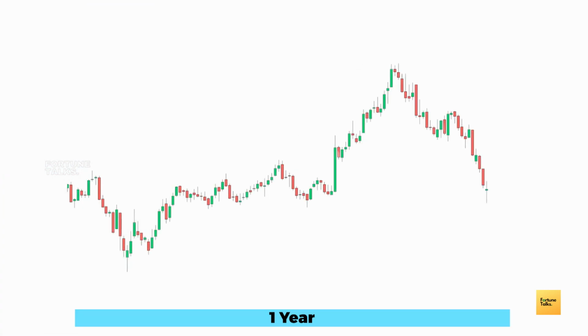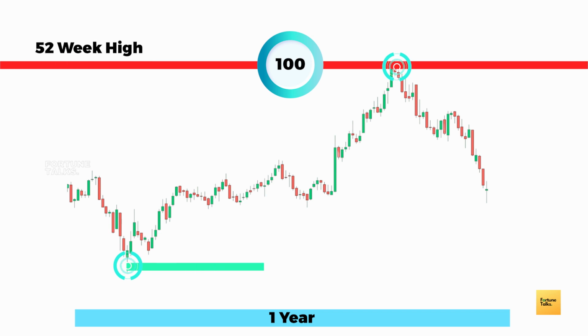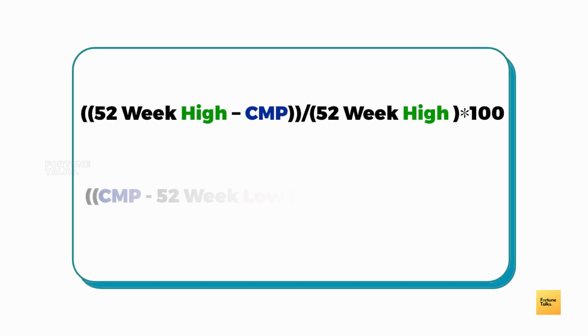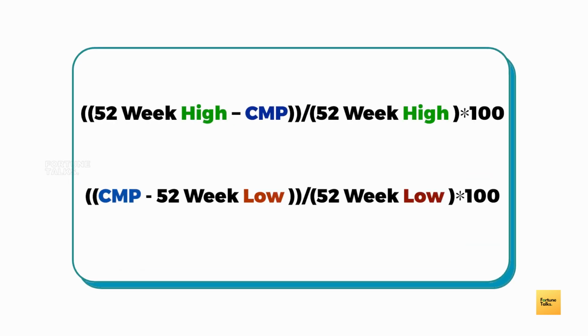Suppose that, over the last year, a stock has traded as high as 100 rupees and as low as 50 rupees and is currently trading at 60 rupees. This means the stock is trading 40% below its 52-week high and 20% above its 52-week low. These calculations take the difference between the current market price and the high or low price over the past 12 months and then convert them to percentages.